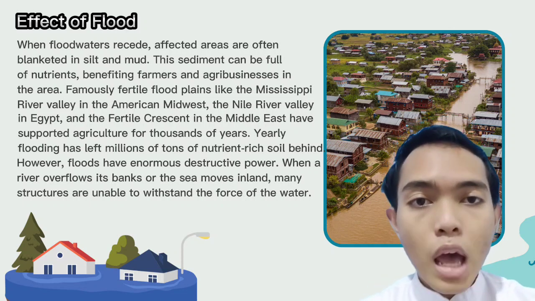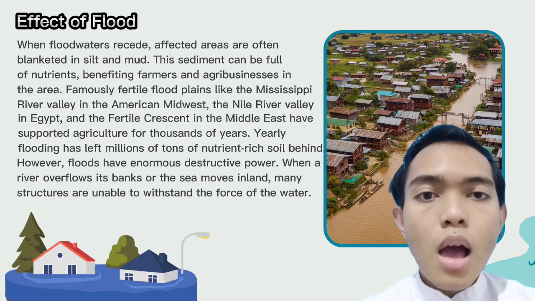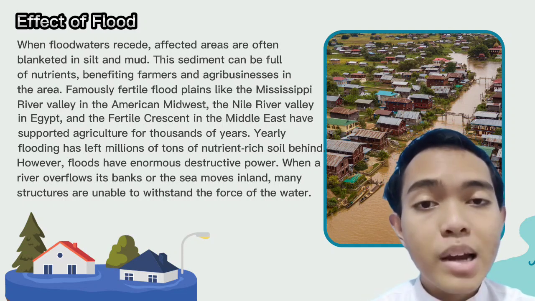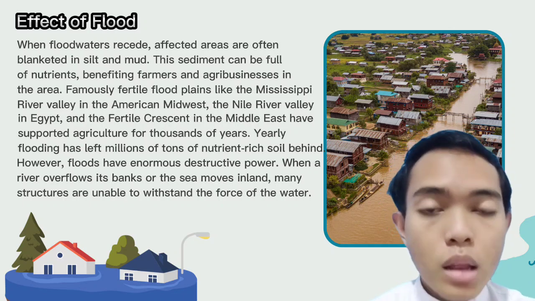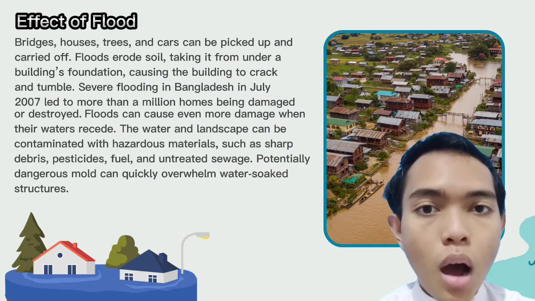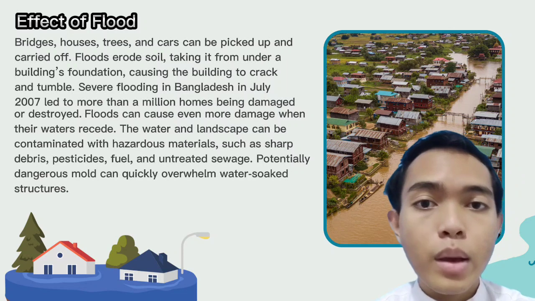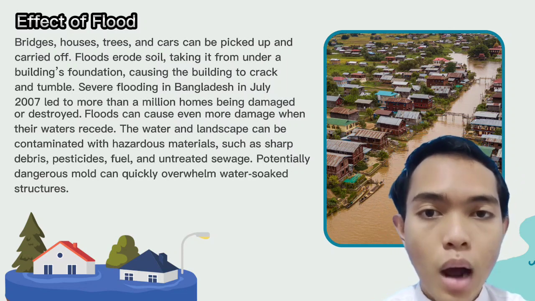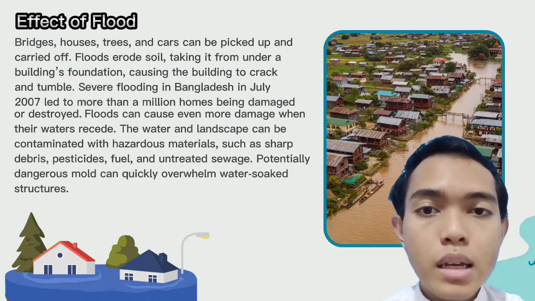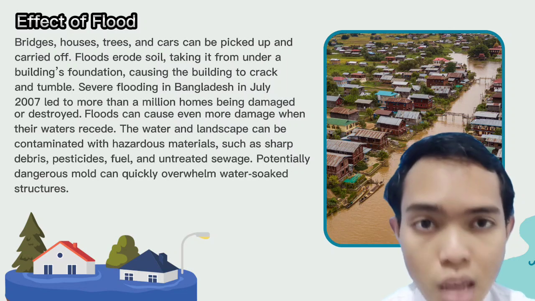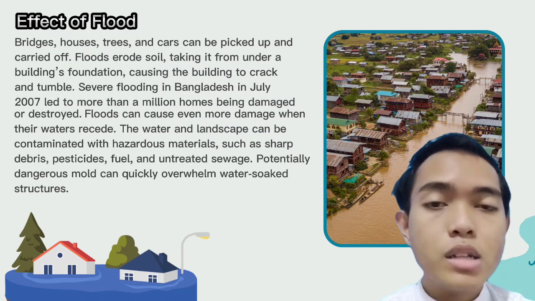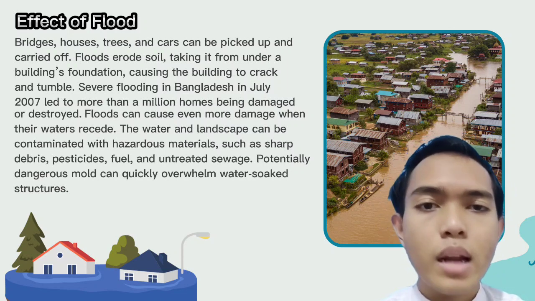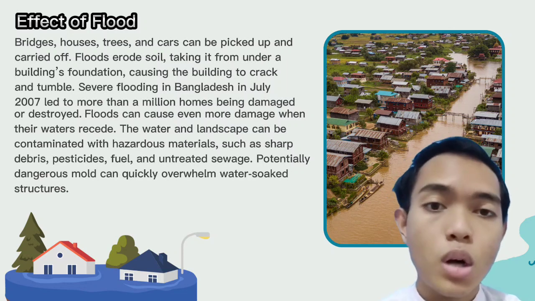However, floods have enormous destructive power. When a river overflows its banks or the sea moves inland, many structures are unable to withstand the force of the water. Bridges, houses, trees, and cars can be picked up and carried off. Floods erode soil, taking it from under building foundations, causing the building to crack and tumble. Severe flooding in Bangladesh in July 2007 led to more than a million homes being damaged or destroyed.